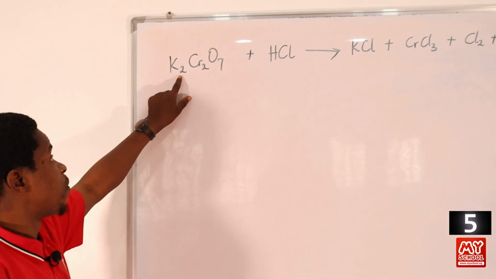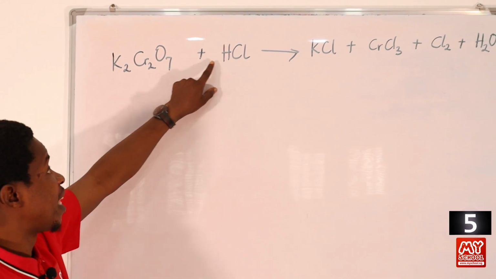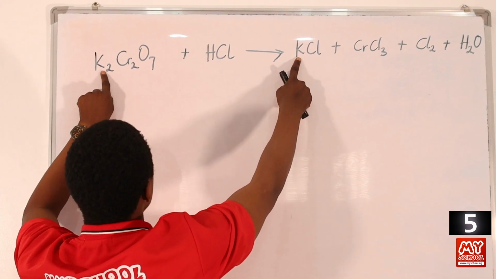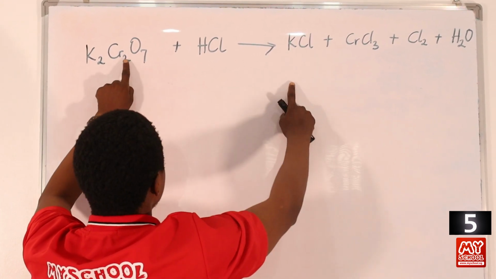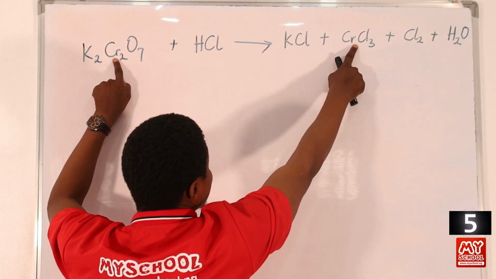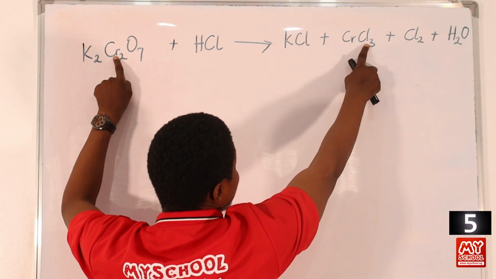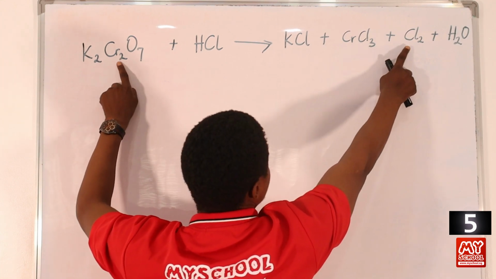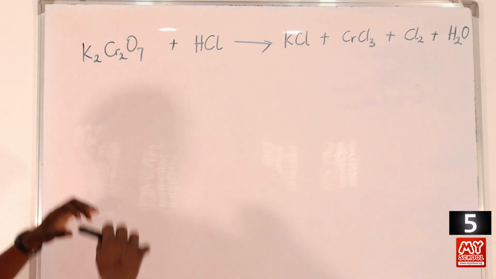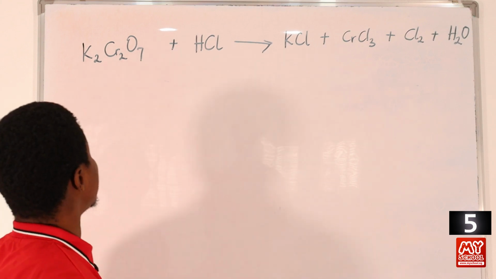This is your potassium heptaoxodichromate(VI), K2Cr2O7. When it reacts with HCl, you are going to have KCl, one of the potassium here. Then we have chromium reacting with this chlorine to form CrCl3, because chromium has an oxidation state of +3, so the Cl will be 3. Then chlorine also will be formed, and H2O, a water molecule, will also be formed. So these are the products, and these are the reactants. So we are going to balance this equation now.